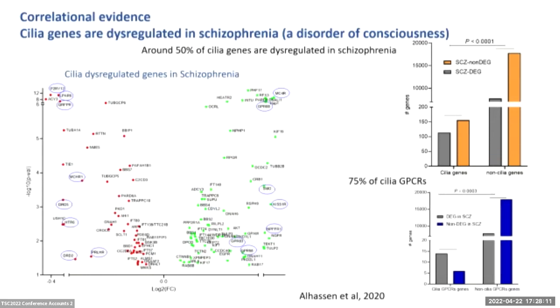And as you see here, there are many upregulated genes and downregulated genes. It's interesting that cilia have G protein coupled receptors, which are important for all neurotransmitter systems in the brain. About 20 G protein coupled receptors exist on cilia. Out of those 20, around 15 GPCRs are dysregulated in schizophrenia.